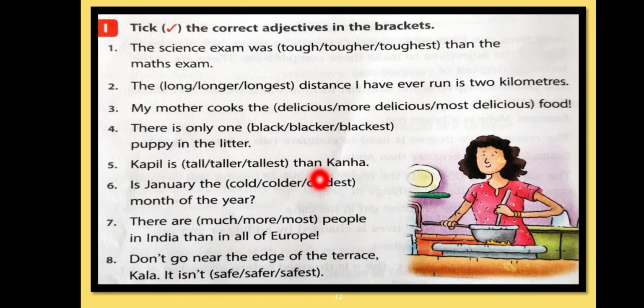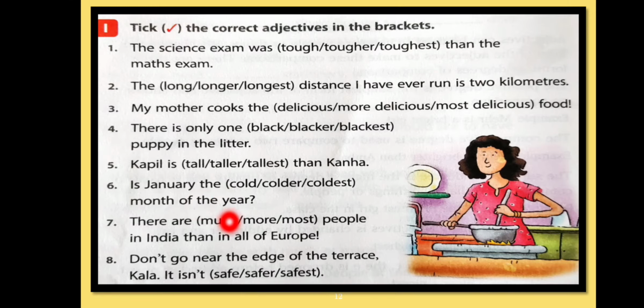Two people are compared. Then, is January the cold or colder or coldest month of the year? Yes, it's a question. Is January the cold or coldest? We can get the keyword the, right? The is the keyword. So it shows it's a superlative degree. If there is the in front of that, it will be a superlative degree. The coldest month of the year.